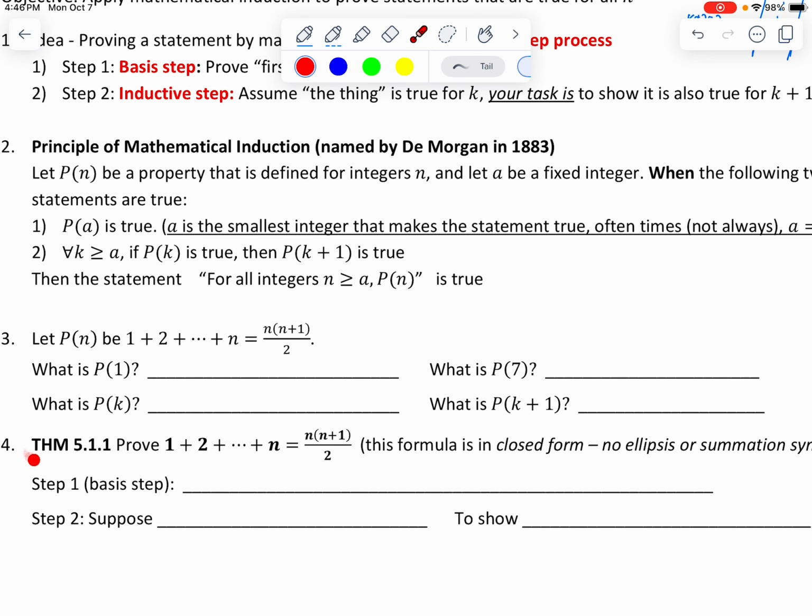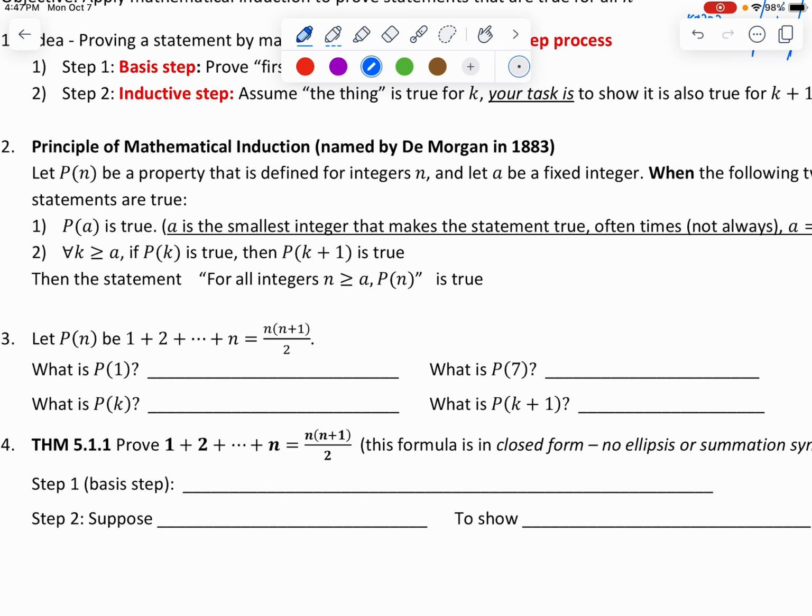We're going to look at the proof of this formula to show how it works. But before that, let's make sure that we make sense of P(a), P(k), P(k plus 1), okay? So let's consider this formula. We are going to prove this formula. This formula says 1 plus 2 plus all the way up to n is equal to n times (n plus 1), divided by 2. Now, P(1) is when n is 1, this is the statement, okay? So when n is 1, that means this.